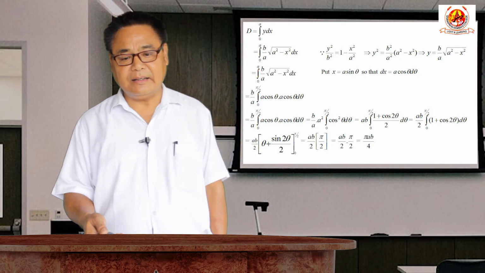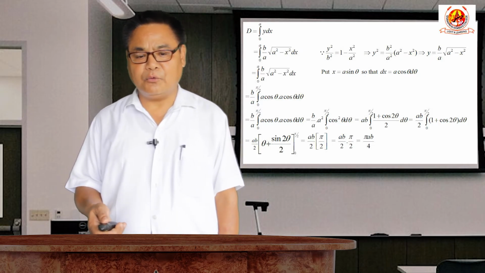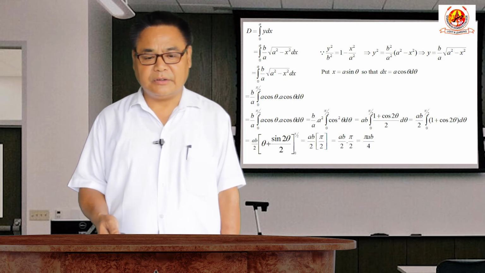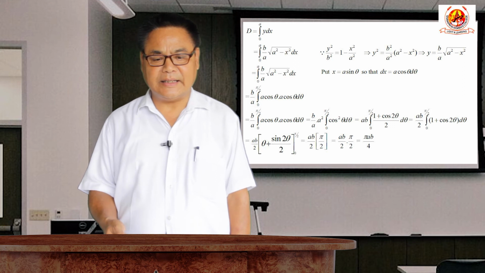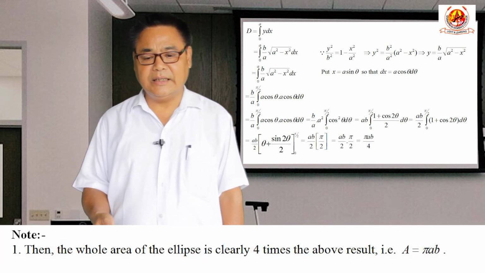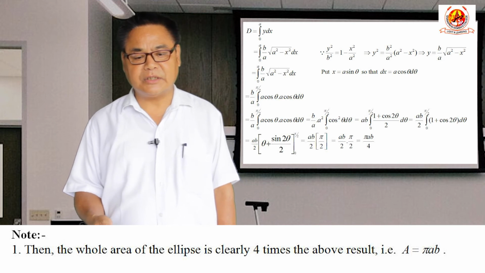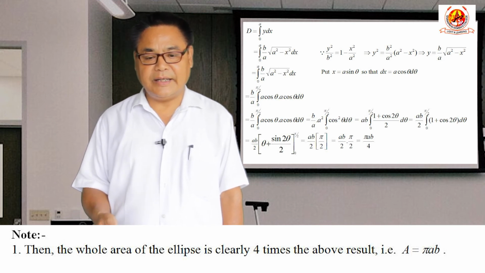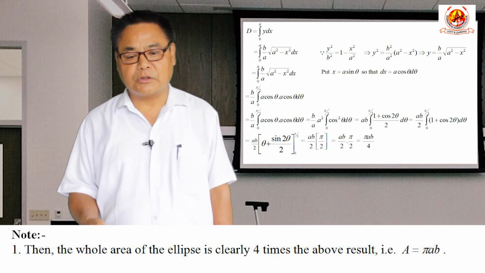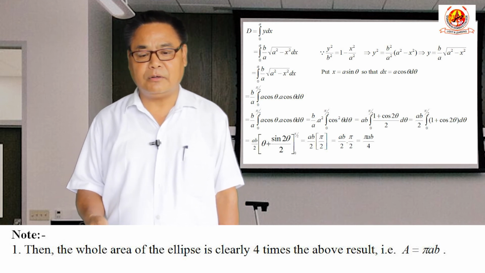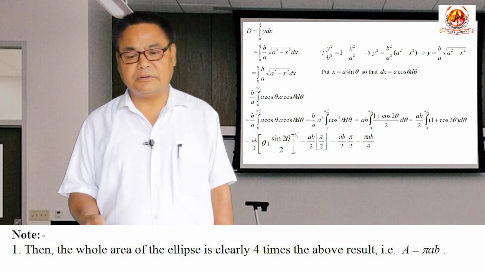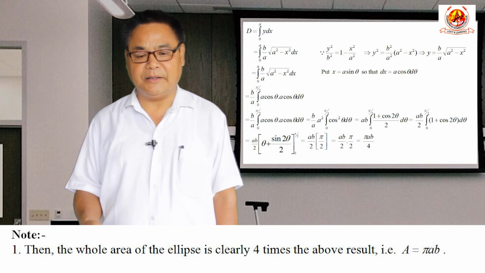Remarks: this is the area of a quadrant in the standard elliptical form. So one remark is there. Number one is that the whole area of the ellipse is clearly 4 times the above result. That means the area of the ellipse is equal to 4 times pi ab divided by 4. The 4 cancels out, then you will get the area of the whole ellipse is equal to pi ab.